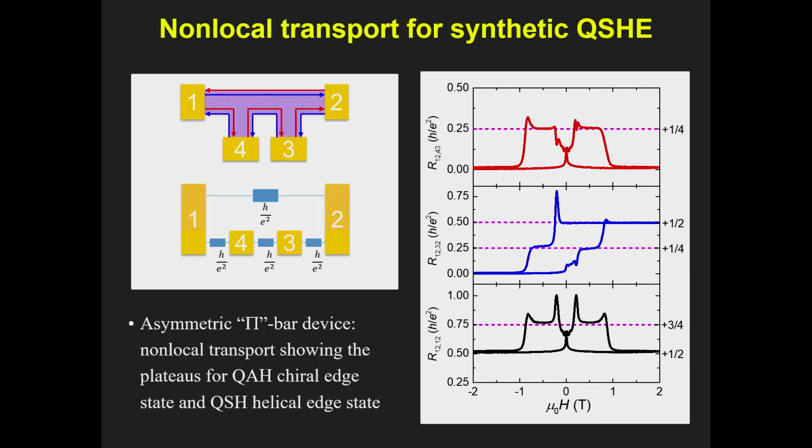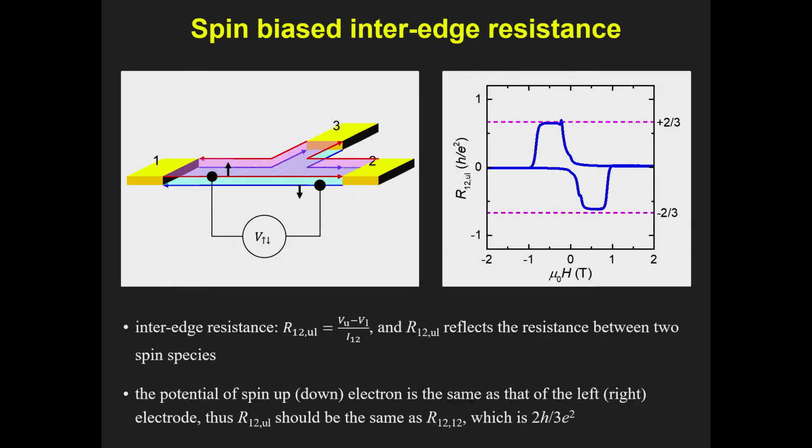We also cut the sample into a Pi-bar junction. So now it's asymmetric, and that's the equivalent electrical diagram. Again, in the intermediate regime, we will find 1/4, 1/2, 3/4 quantum resistance, just as expected from the Landauer-Büttiker formula for helical edge transport. So up to now, what we do is only to simulate the quantum spin Hall state using a quantum anomalous Hall bilayer. But this bilayer structure can also allow us to do more than that.